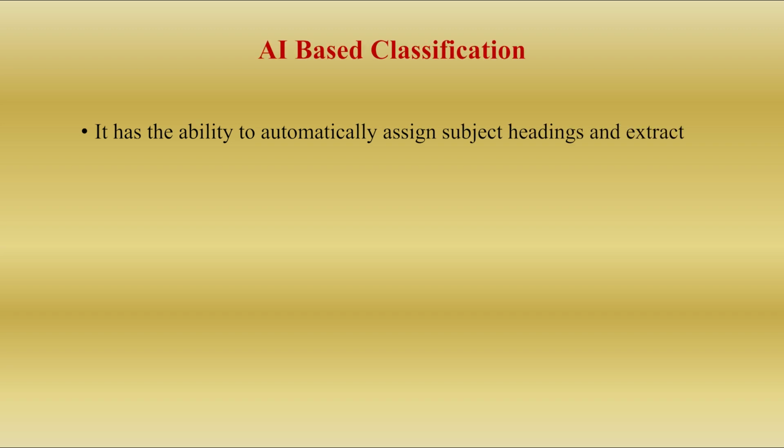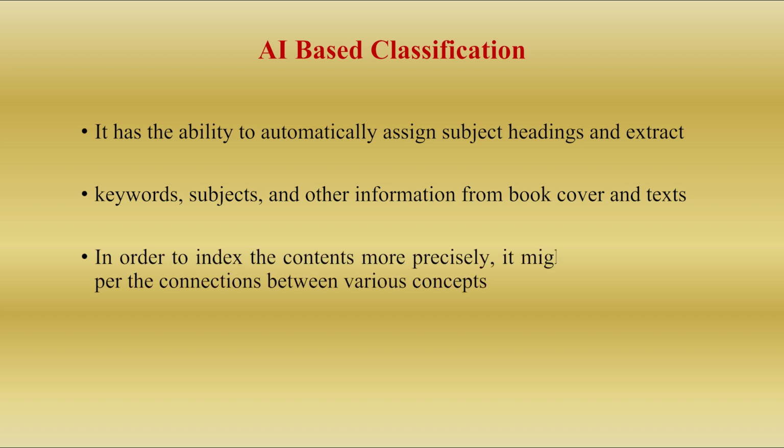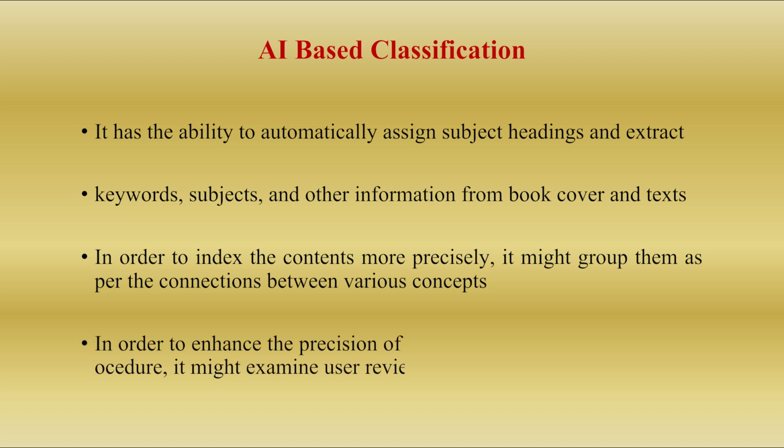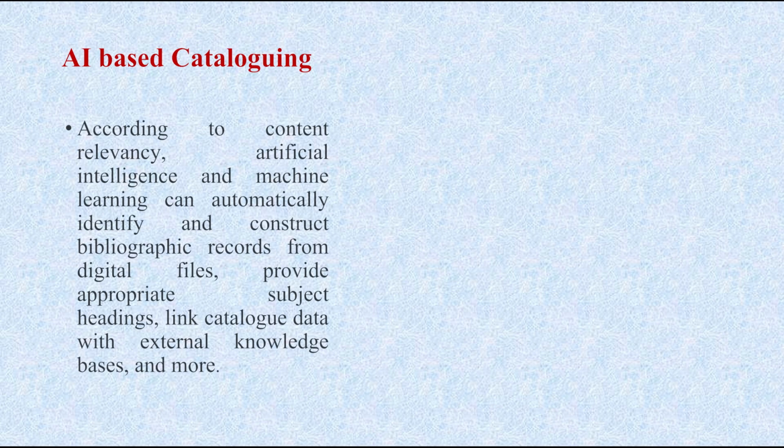So AI-based classification has the ability to automatically assign subject headings and extract keywords, subjects, and other information from book covers and texts. In order to index the contents more precisely, it might group them as per the connections between various concepts. To enhance the precision of metadata and subject access, it might examine user reviews, comments, and search habits. AI-based cataloging, you can see that, with relevancy.